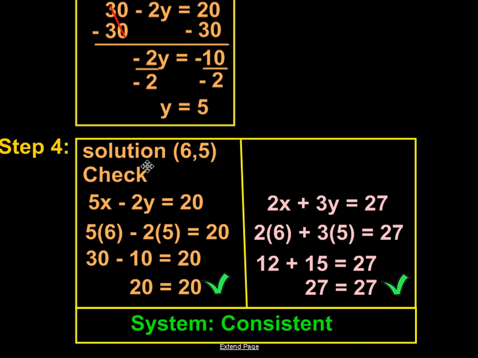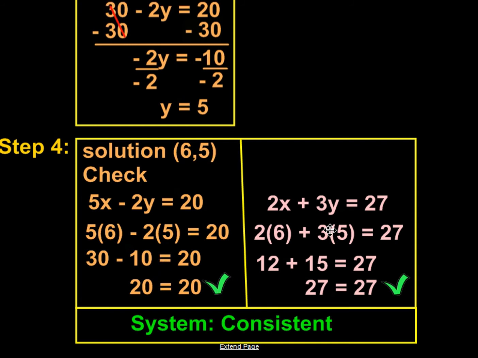And with that solution, I'm going to do a check for each equation. So I have 5x minus 2y equals 20. For the x, I'm going to substitute 6. For the y, I'll substitute 5. Then I'm going to go ahead and solve the problem out. 5 times 6 equals 30. Minus 2 times 5 equals 10. So 30 minus 10 equals 20, which gives me 20 equals 20. There's a check. It worked for this equation.